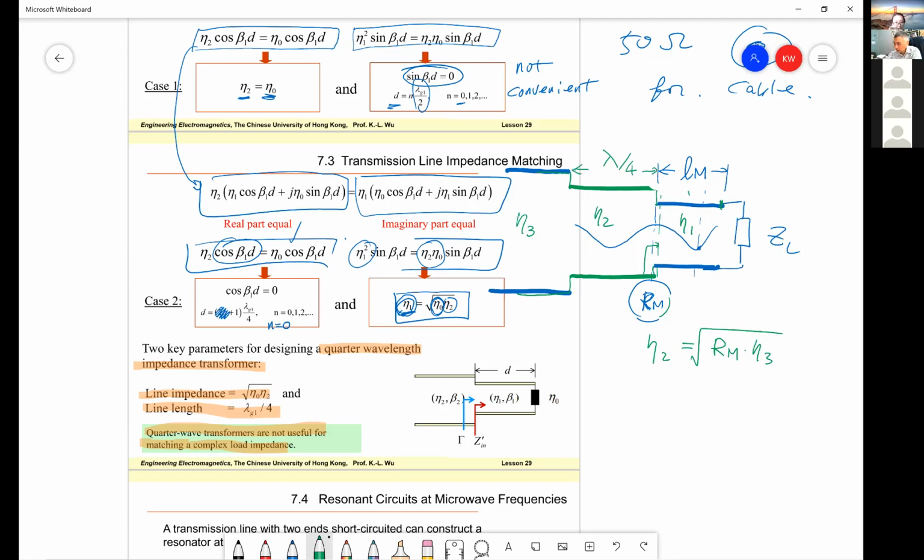Don't forget you see this, I should say is a wavelength for lambda 2, right? Okay, because this wavelength could be different. It could be different. So is that clear? So this is a way we use for complex load. This is for complex load.